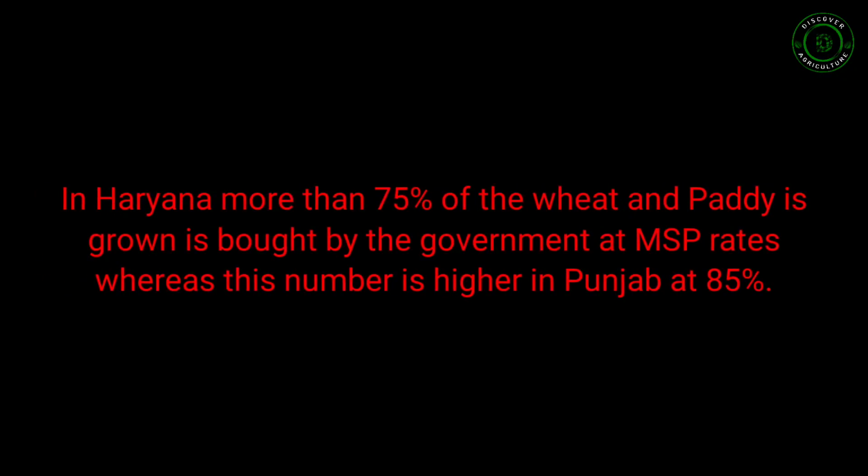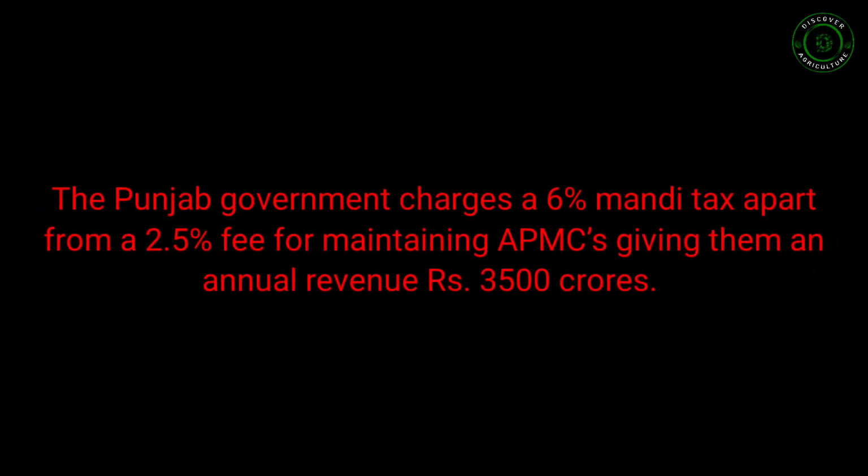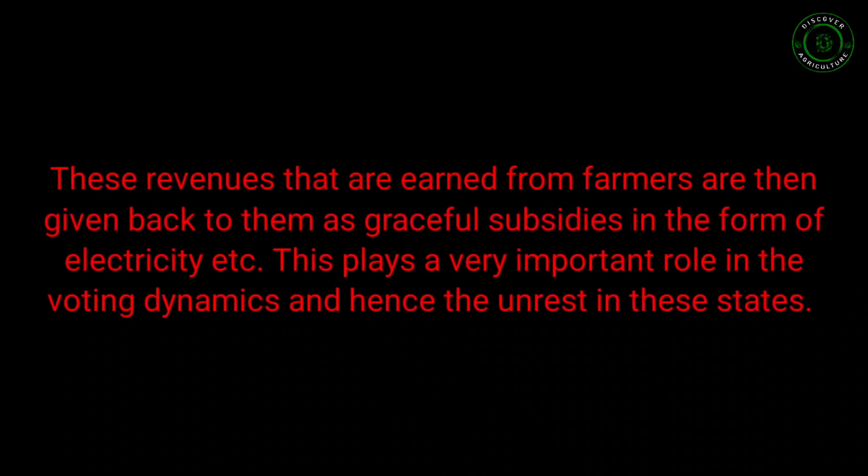In Haryana, more than 75% of the wheat and paddy grown is bought by the government at MSP rates, whereas this number is higher in Punjab at 85%. The Punjab government charges a 6% mandi tax apart from a 2.5% fee for maintaining APMCs, giving them an annual revenue of Rs 3,500 crores. These revenues that are earned from farmers are then given back to them as graceful subsidies in the form of electricity, etc. This plays a very important role in the voting dynamics and hence the unrest in these states.